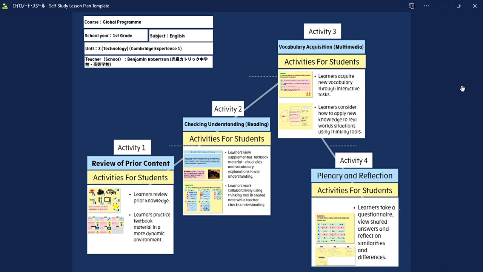So the overall aim for this lesson was for learners to practice one of the 4 essential skills: reading, to critically engage with the text, and to also work collaboratively on integrated tasks. The lesson begins with Activity 1, a review of prior content.